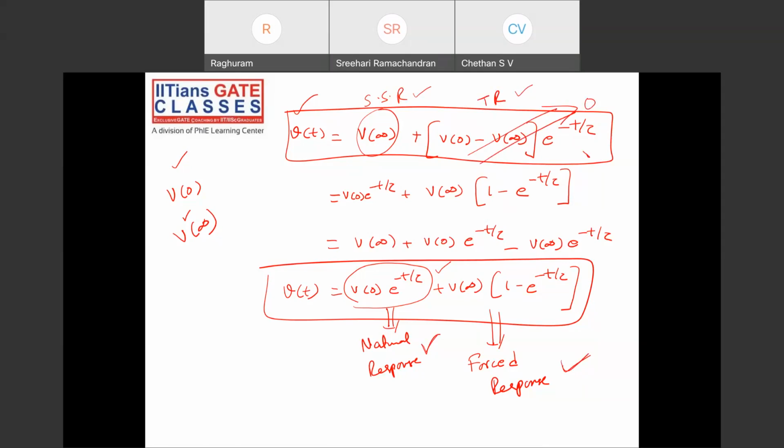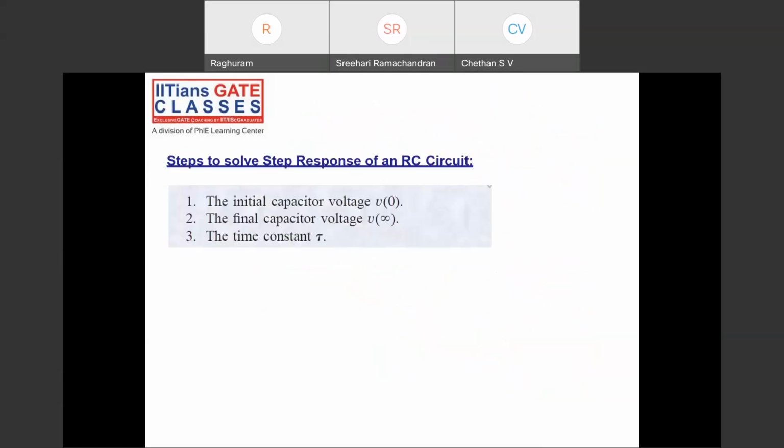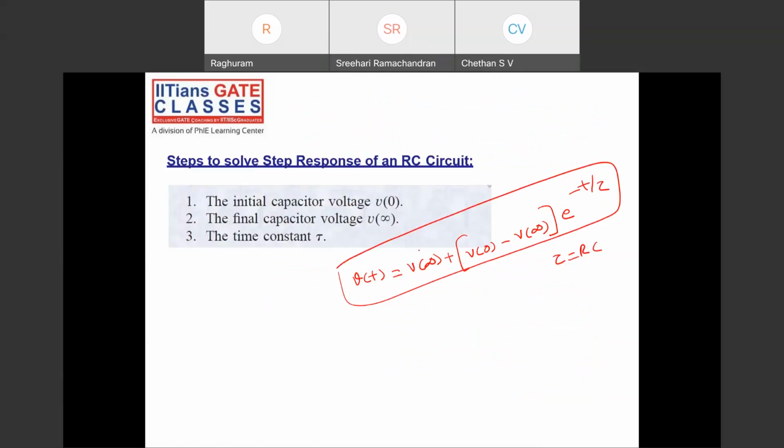Clear, right? So, steps in solving an RC circuit, step response of an RC circuit. V of t is V of infinity plus V of 0 minus V of infinity, times e power minus t by tau. Tau is equal to RC. You need to find V of infinity, V of 0 and tau. Three steps: find V of 0, V of infinity and the time constant. Three steps for step response of an RC circuit.